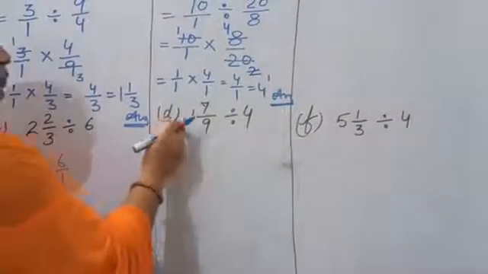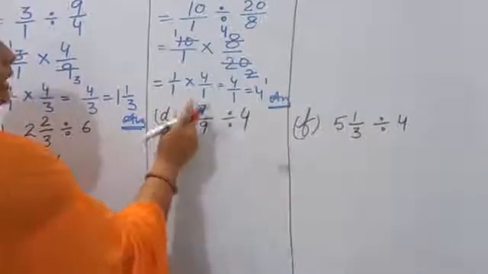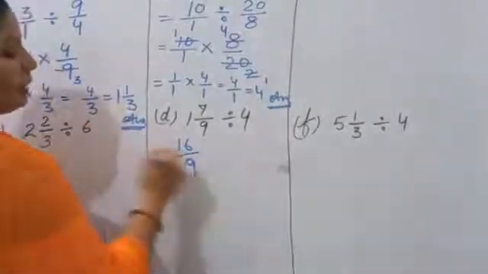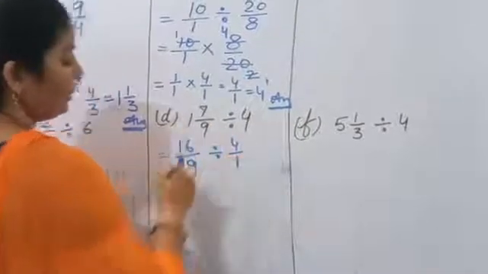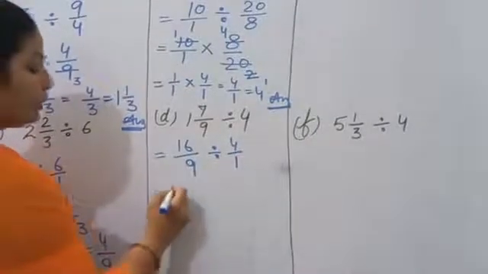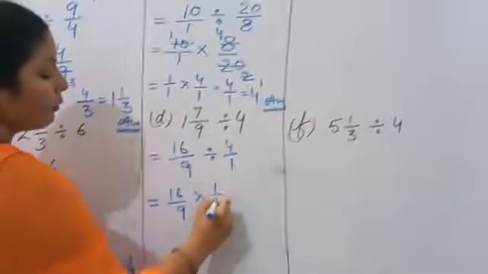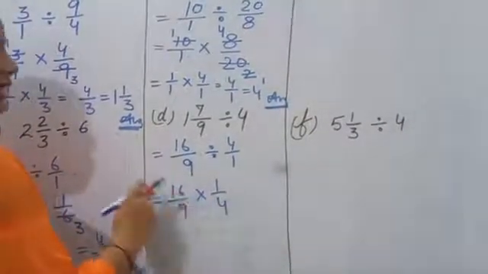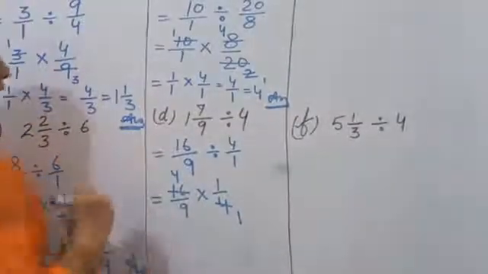D part is 1 whole 7 upon 9. So 9 ones are 9, 9 plus 7, 16 upon 9 divided by 4 upon 1. Now we change divide into multiply. So 16 upon 9 multiply by 1 upon 4. Now in 4 table we have 16, so we can cancel them. 4 ones are 4. 4 4s are 16.